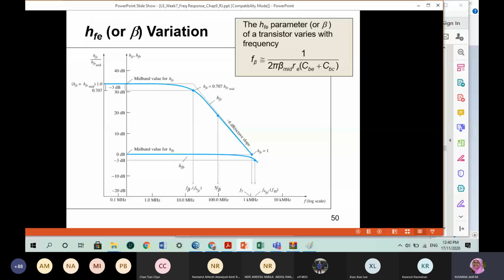Okay, HFE or beta value variation, the effect of the variation of beta for the BJT. The HFE parameter, or the value of the beta of a transistor, varies with frequency. So F beta is equivalent to 1 over 2 pi times beta mid value RE times (CBE plus CBC). And for HFE, the 0.707 point is here, but for HFE equal to 1, this is the value, and the slope here is negative 6 dB per octave.